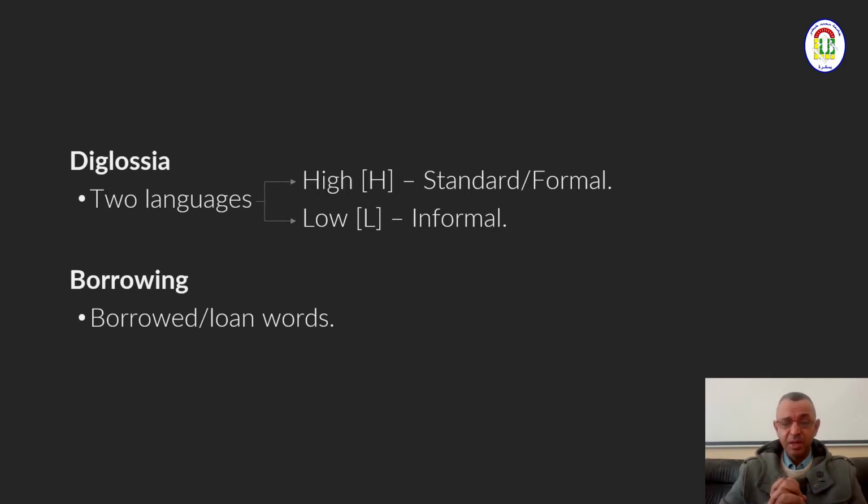The second example of language contact is borrowing. Very simply, borrowing happens because one language is considered more prestigious. By the way, when we say prestigious language, this is not actually scientific.